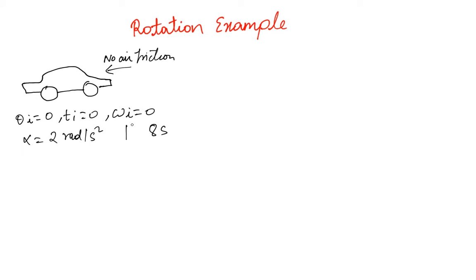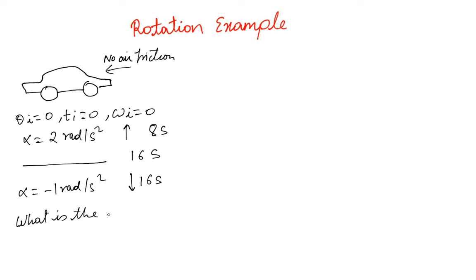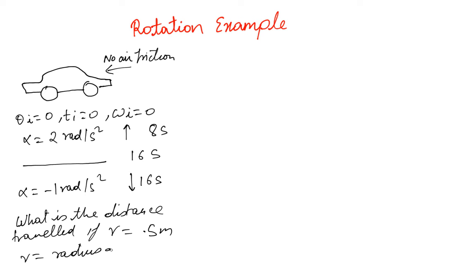Once the velocity is increased, the driver keeps driving this for another 16 seconds, and then he slows down in the next 16 seconds again with a deceleration of -1 radians per second square. Question is, what is the distance traveled if r equals 0.5 meters, where r is the radius of, not car, radius of wheel.